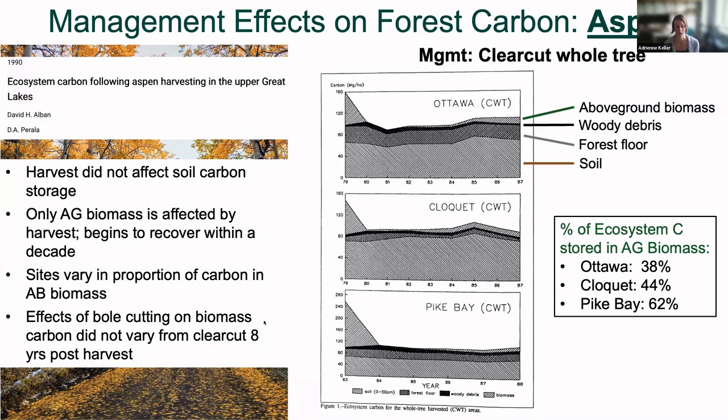And again, sites vary in the proportion of carbon that's in the above ground biomass pool. And therefore, sites are going to vary in how management is going to affect their total ecosystem pool, right? So at Ottawa, above ground biomass doesn't make up as big a percentage of their ecosystem carbon as does Pike Bay. So at Pike Bay, your clear cutting is going to have a bigger effect on your ecosystem carbon than at Ottawa. I'll just note that the study also looked at the effects of bole cutting, and they found that the type of treatment really didn't significantly affect the outcomes after a decade. The effects of bole cutting on biomass carbon did not vary from those of clear cutting 8 years post-harvest.